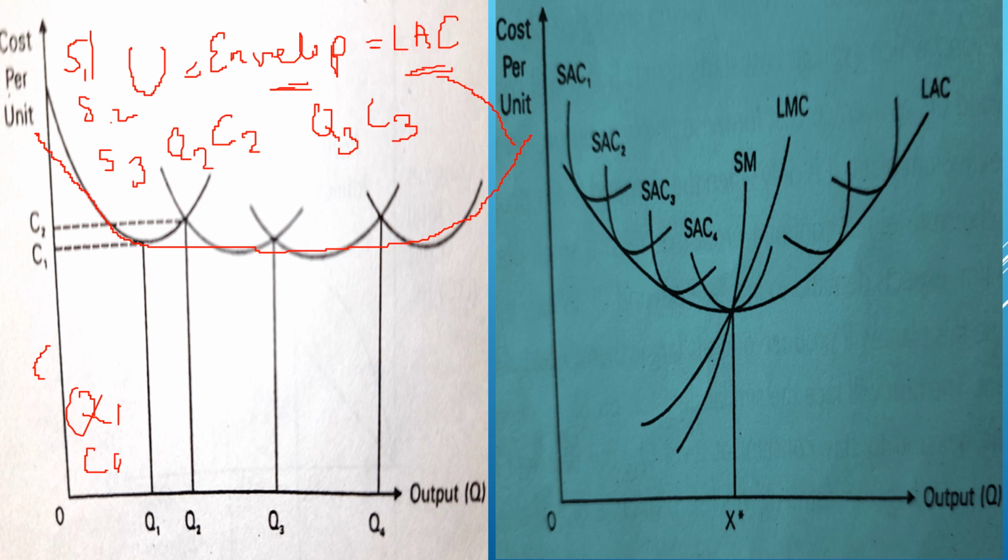The question comes: the long run average cost curve is similar to which curve in the long run cost function? That is the long run marginal cost. Both the long run marginal cost curve and the long run average cost curve look like this. But if anyone asks what is the shape of the long run average cost curve, if the question is about the envelope curve, then you can say that the long run average cost curve looks like an envelope. This is all about the long run cost function.